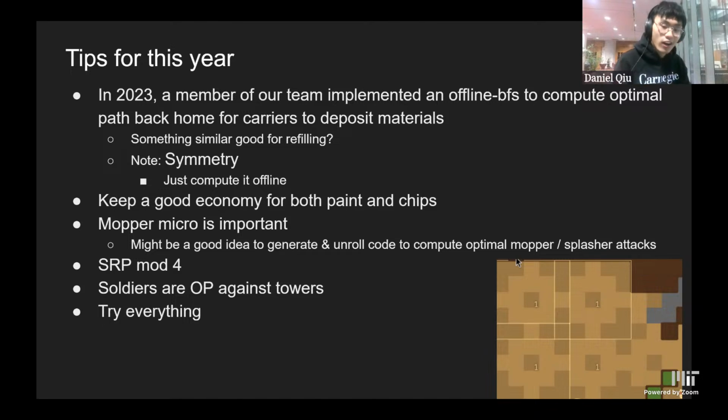And soldiers are kind of OP against towers this year. Like 2 soldiers can take out a tower pretty convincingly. One soldier can almost take out a tower. A tower costs 5 soldiers basically, 1,000 coins, but you can use 2 soldiers to kill a tower. So that's kind of OP. Hopefully they either buff towers or nerf soldiers or something. We'll see what they do.